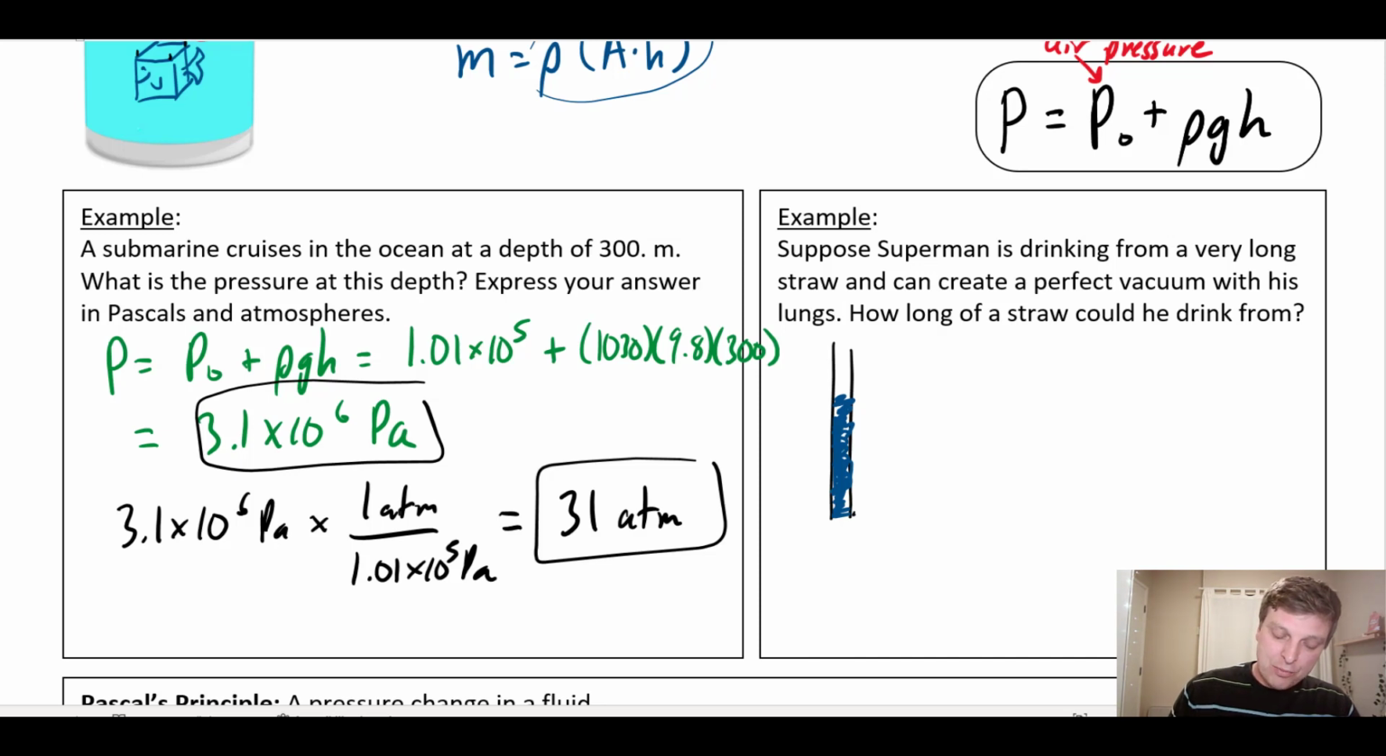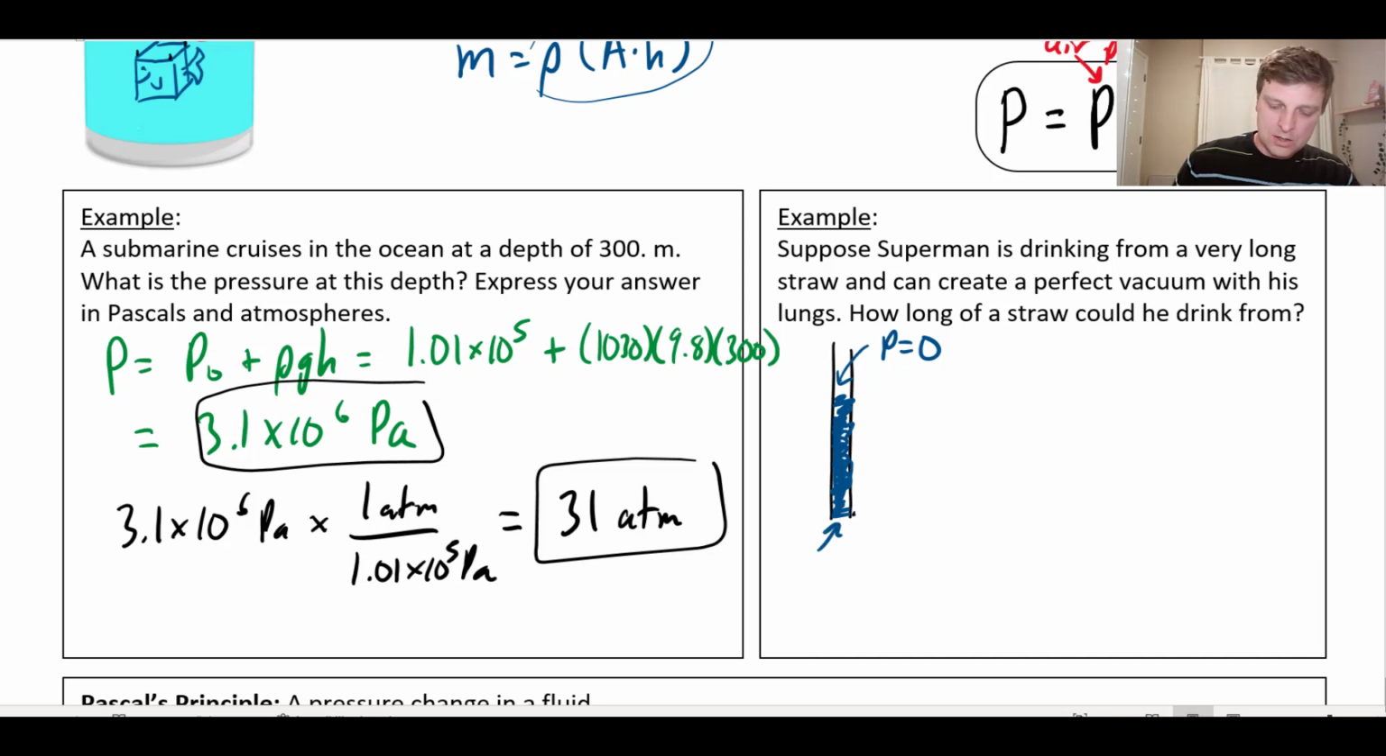But recognize that the pressure here at the top of the straw might be 0 because he's exerting a perfect vacuum. But the pressure at the bottom of the straw is going to be equal to the air pressure outside. Essentially, what happens when you drink from a straw is you create a low pressure area at the top of the straw, and then the air pressure outside pushes the fluid down, which causes it to rise up the straw. You don't actually suck fluid up through a straw. In actual fact, you allow the air around you to push the fluid up the straw for you.